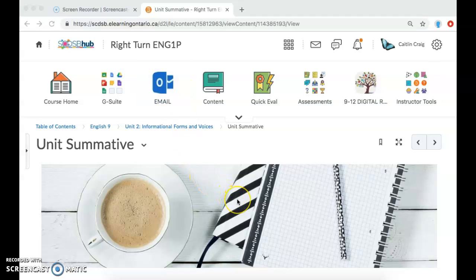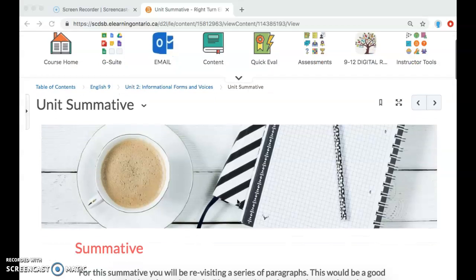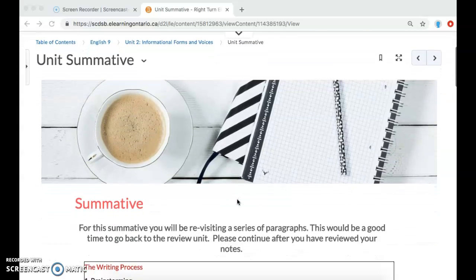Hi Kwame, I just want to go over this unit summative for Unit 2 for you. This is something that obviously would be better to do if we were face-to-face because it's a series of paragraphs task and sometimes this can be a little bit stressful for students.